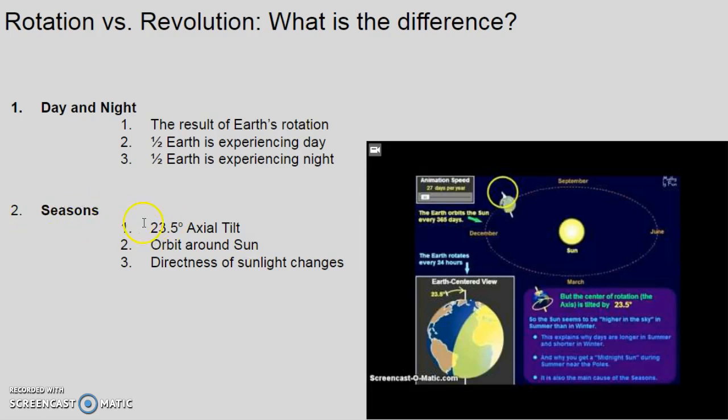Seasons are the result of the Earth's axial tilt at 23.5 degrees as it orbits around the sun. This changes the directness of sunlight, and that leads to the amount of heat that influences the seasons. So the seasons are a factor of both the axial tilt and Earth's orbit, which change the directness of sunlight.